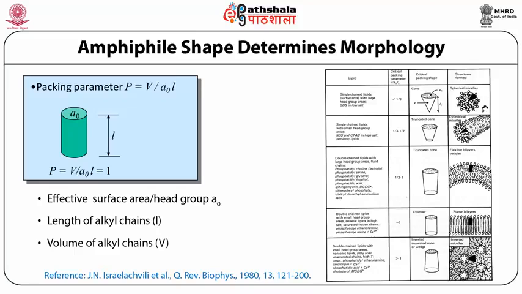In the other case, like a double chain lipid, you can have something like a truncated cone based on the packing parameter value, and it can give a bilayer structure. If you have a packing parameter of exactly 1, then it gives a cylinder, which means it forms a planar bilayer structure. If the packing parameter increases to more than 1, which is possible when you have a double chain lipid but a very small head group area, then you can form inverted micelles.